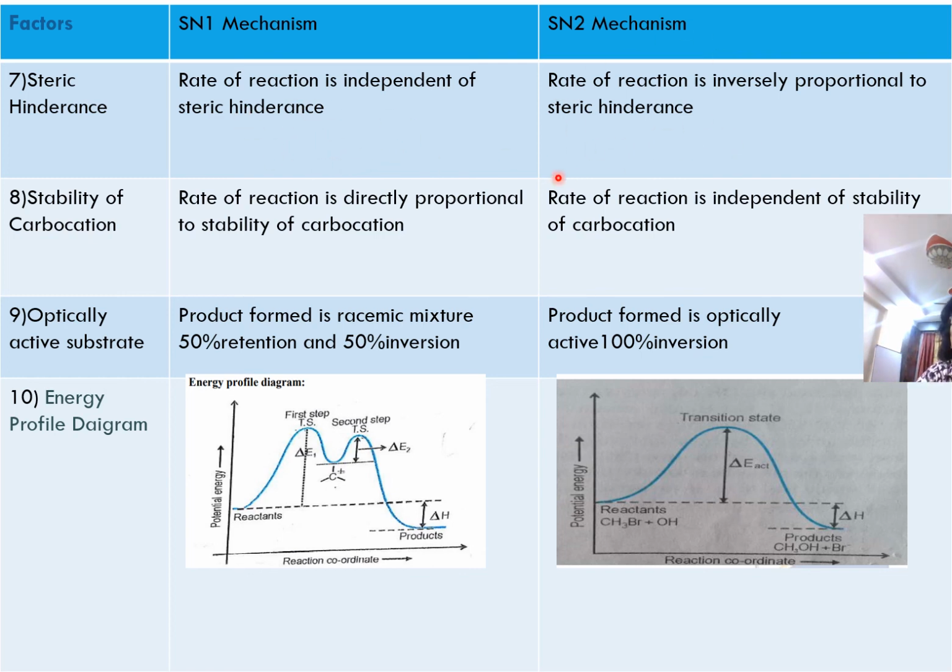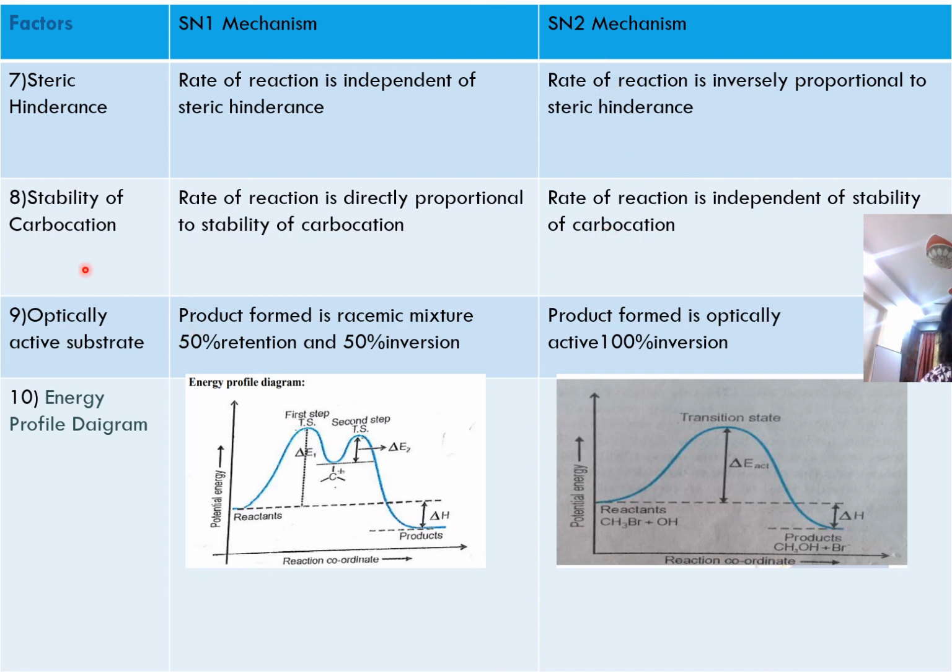But for the SN2 mechanism, the rate of the reaction is inversely proportional to the steric hindrance. So the more the steric hindrance, the lesser the rate of reaction. Therefore, the SN2 mechanism will be favored in primary alkyl halides. Then stability of the carbocation. For the SN1 mechanism, the rate of the reaction is directly proportional to the stability of the carbocation. The more stable the carbocation, the more the rate of the reaction. The rate of the reaction is independent of the stability of the carbocation for the SN2 mechanism.